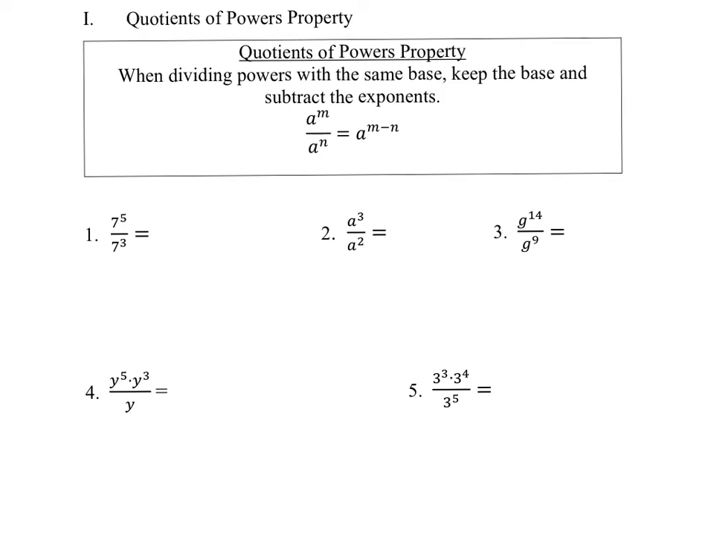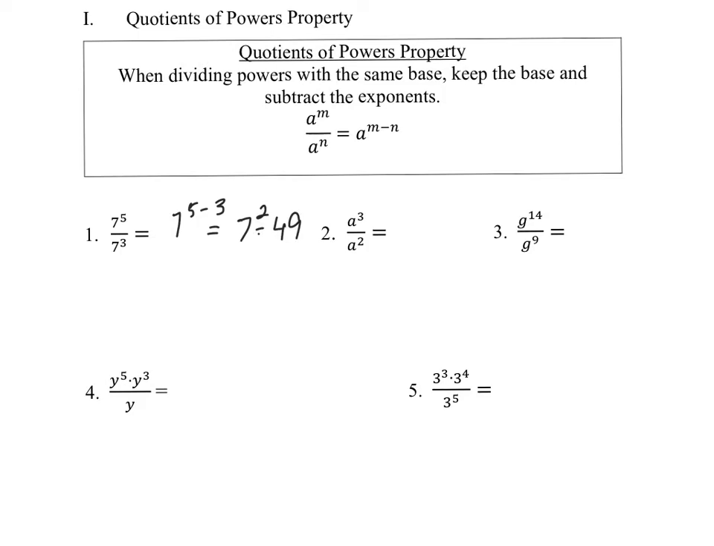If you have 7 to the 5th divided by 7 to the 3rd, what this property says is, okay, all you have to do is take 7 to the 5 minus 3, which is going to be 7 to the 2nd power, which is going to be 49.